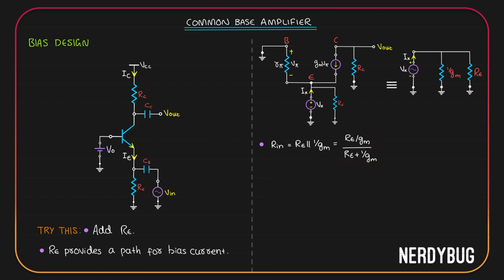Now, when two resistors are in parallel to each other, the equivalent resistance is always going to be less than the smallest one. Without RE, our input impedance was 1 by Gm. Now we have RE parallel to 1 by Gm.